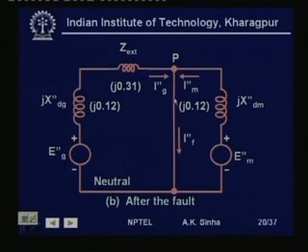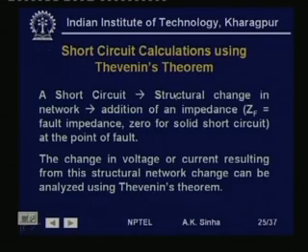So, we have a 0 impedance connected at this point. If the fault had some impedance, then we would have put ZF here. So, this is like adding an impedance at the point of the fault. This is what we are looking at, a structural change in the network, which is similar to addition of an impedance ZF, the fault impedance, 0 for a short circuit at the point of fault. So, this is the change which we are doing in the structure of the network.